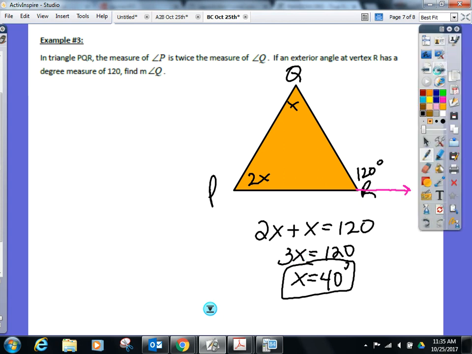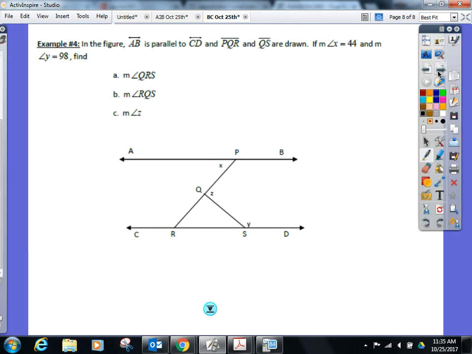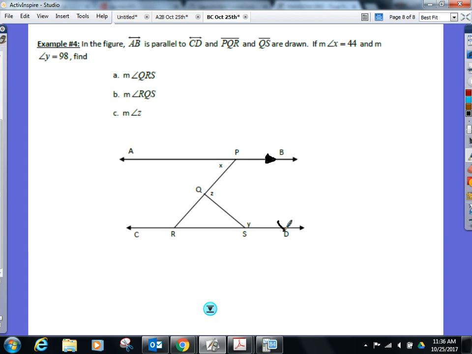Oh, thought we were done with all that parallel line business, huh? You guys have to learn quick that just because we're done with the unit doesn't mean we're done forever. Everything still comes back. All right, I got parallel lines AB and CD. So maybe there's special types of angles formed there. Who knows? PQR and QS are drawn in. Angle X, 44. And angle Y, 98.